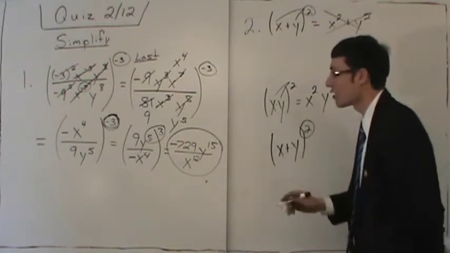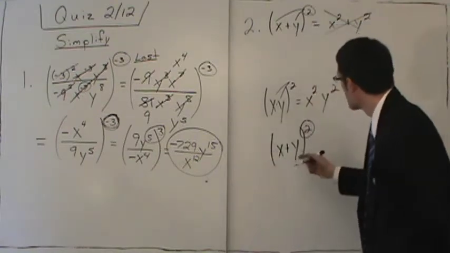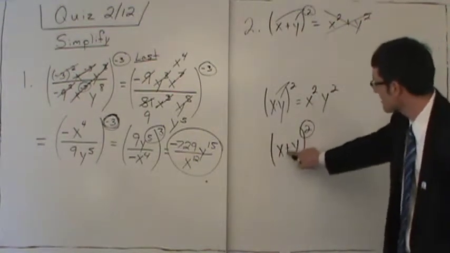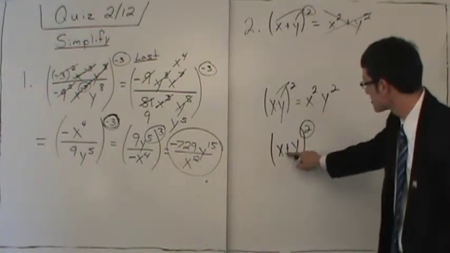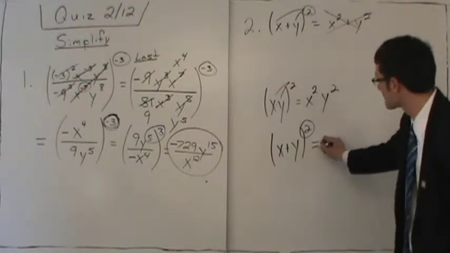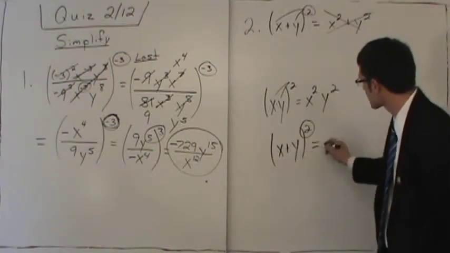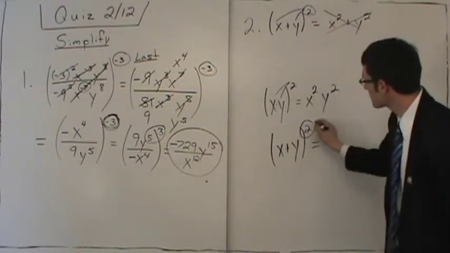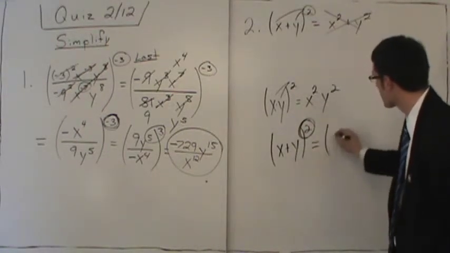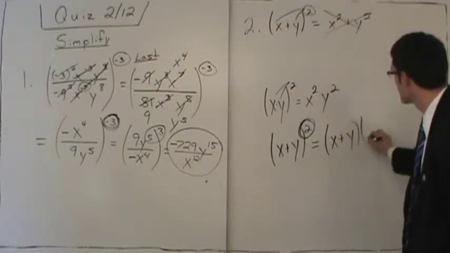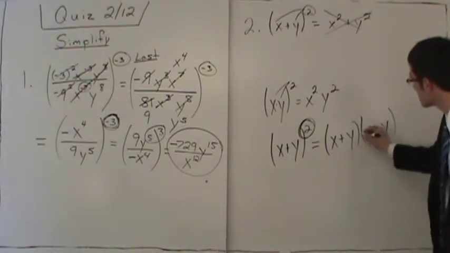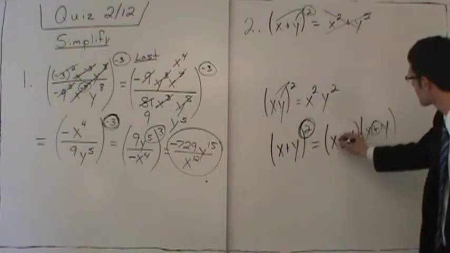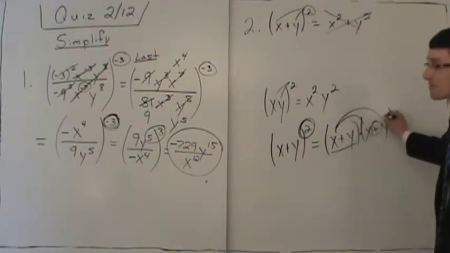Remember, exponents are rules of multiplication. What happens when multiplication meets addition? When multiplication meets addition, the distributive property applies. So don't square the x. Do not write x squared plus y squared. Rather, what does it mean when we square something? We write it twice. X plus y times what? X plus y. And you see that multiplication is meeting addition. What property applies here? We have the distributive property.